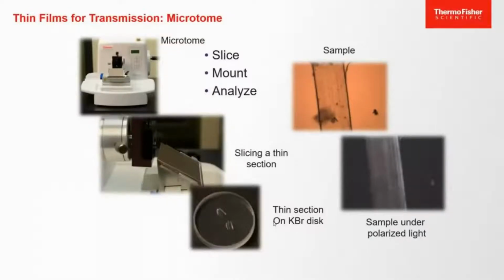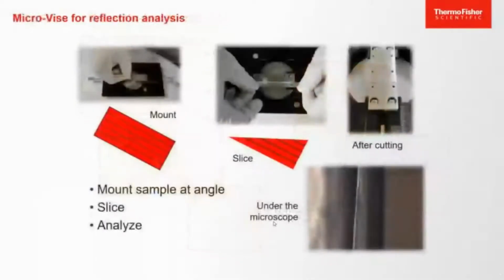Now we can prepare these samples like that. And you see on the right, the sample embedded or the film that's been cut by the microtome. And then on the right, you can see a little bit better in polarized light where you can see the individual layers. So now that sample's ready to analyze.